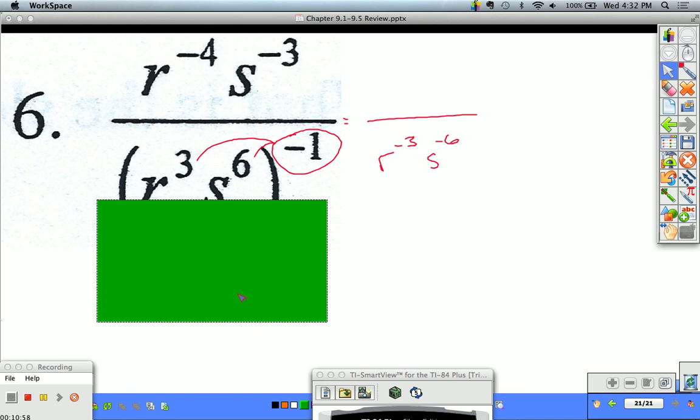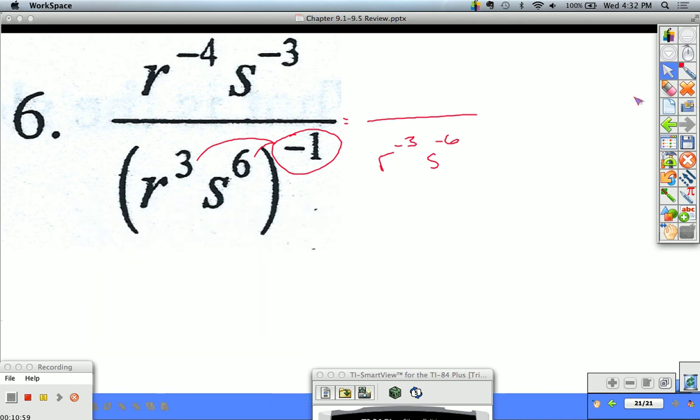Now we can subtract the exponents in our numerator. R to the -4th minus -3. Well, -4 minus -3 is -1, so r to the -1st.